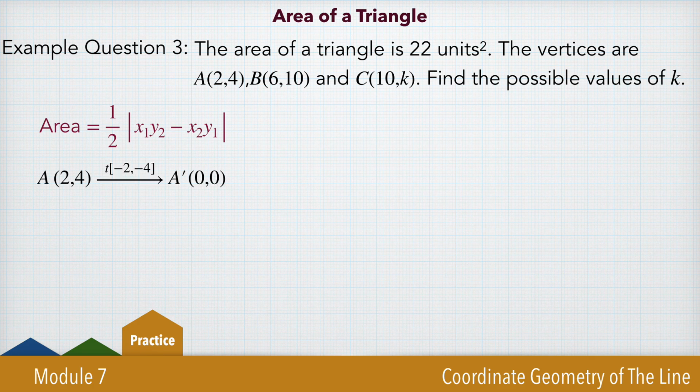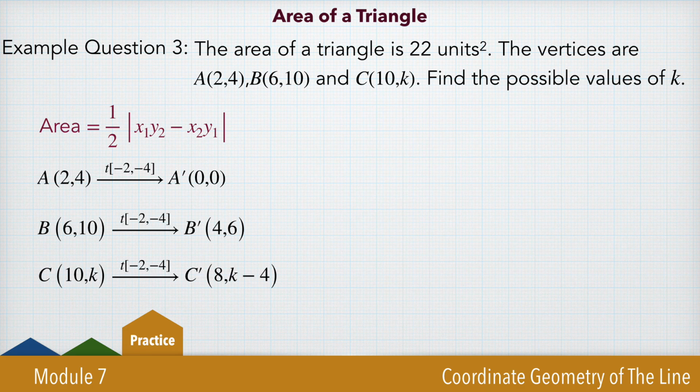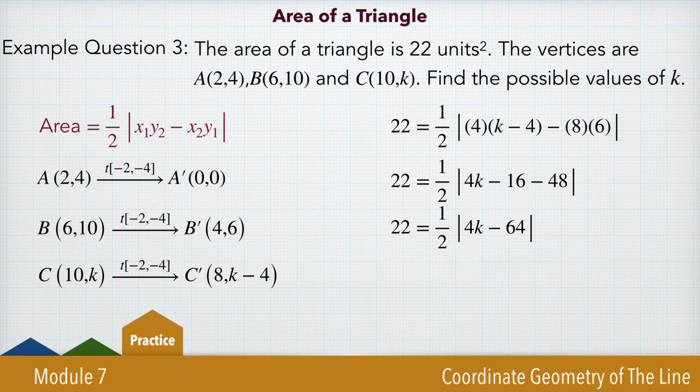We will start by moving point A to the origin with a translation operation of -2 minus 4. We will use the same operation on point B and C. We can now substitute everything into the formula as required. We can simplify and tidy up inside the absolute brackets. The denominator of 2 on the right-hand side of the equation can be brought over the equal sign and multiplied.